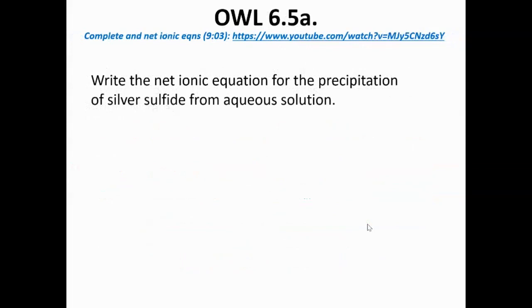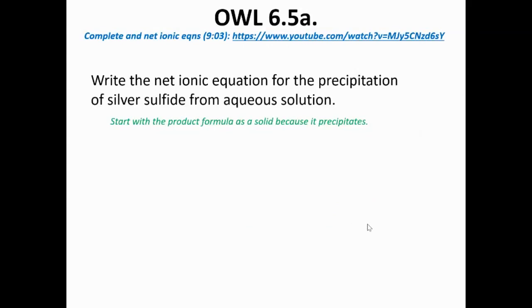You should be able to do something similar with OWL 6.5. However, notice they only asked for the net ionic equation. What I tell students to do is start with the product. Silver sulfide is the precipitate, so that is your product. Write the formula for silver sulfide.